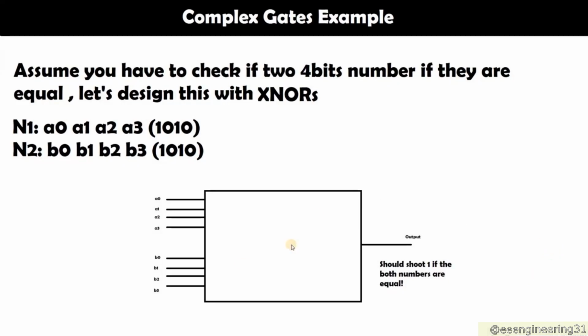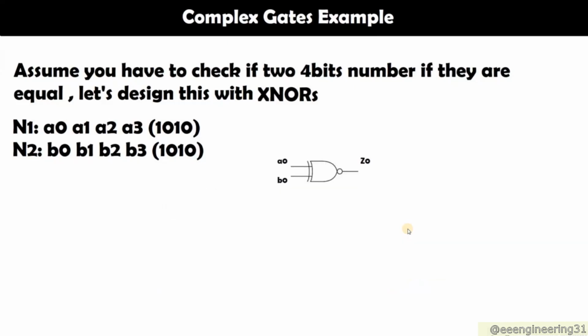The black box should look something like that. I have two numbers that I want to compare. Each number is 4 bits, right? So my first number here is 4 bits, A0, A1, A2, A3. And my second number is also 4 bits, B0, B1, B2, B3. And I want the circuit to shoot 1 here at the output if these 4 equals these 4. Otherwise, I want it to shoot 0.